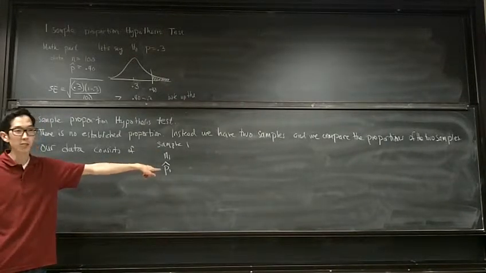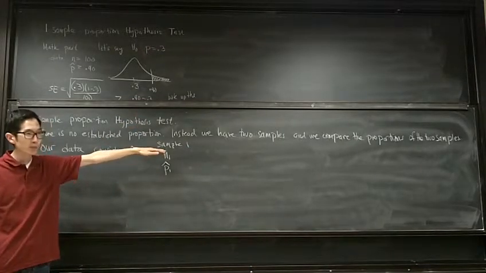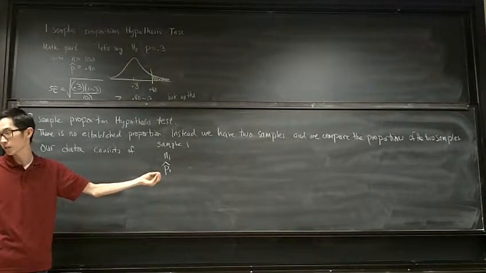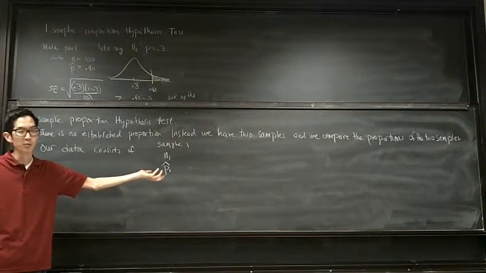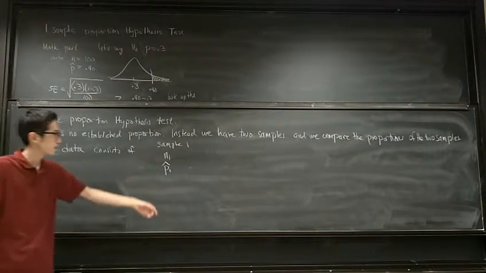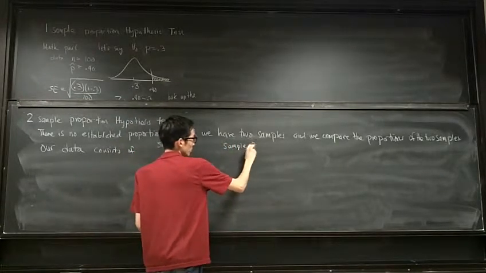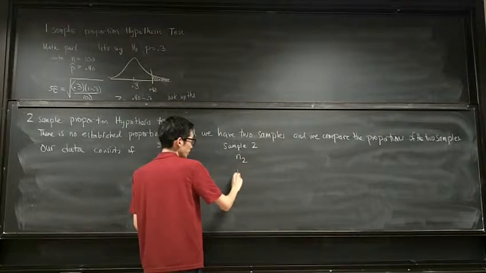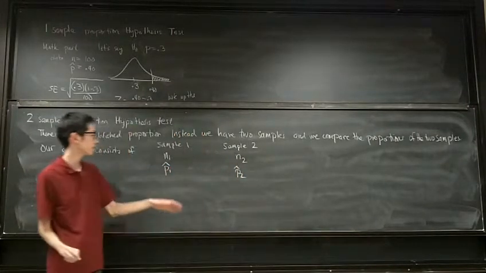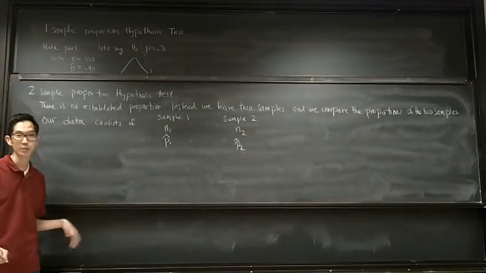And sometimes we have to figure out p hat 1 by doing, let's say there's 100 people in sample 1 and 30 of them liked the product. Your sample proportion would be 30 over 100, which is 0.3. Sometimes you have to calculate that. And over here we have sample 2, and so we have n2 and p hat 2, to distinguish the n and the p hat from sample 1 and from sample 2.